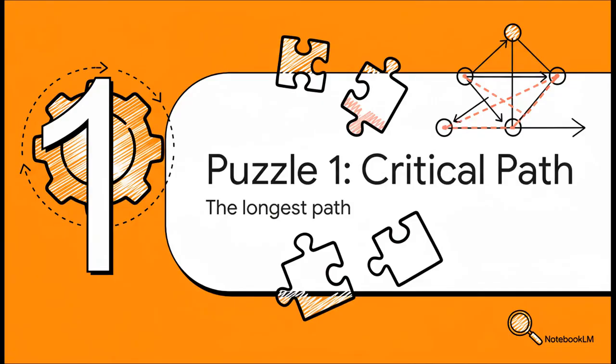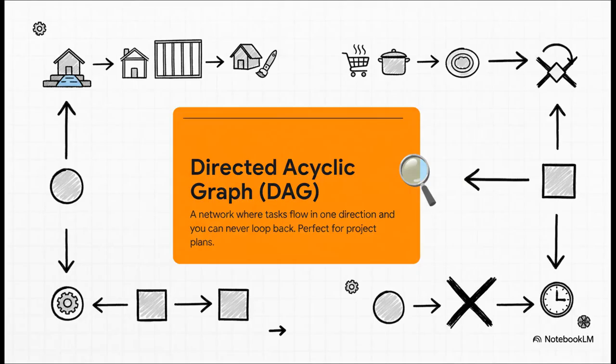Now, this is where it gets a little weird. You'd think the goal is always to find the shortest way to do something, right? But believe it or not, the key to finding the minimum time a project will take is actually to find the longest path. To figure this out, we first need to map out our project.